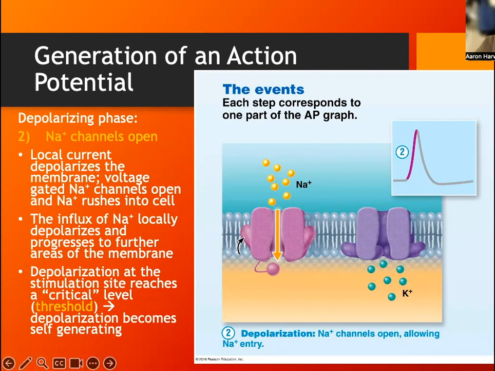Additionally, as that depolarization becomes self-generating, it will keep strengthening its own signal and keep further depolarizing. This is a very good example of a positive feedback loop within our body. So basically, once you reach that critical level, you start depolarizing further in other areas, which causes further depolarization, graded potentials, and it keeps building on itself in a positive feedback loop until you see depolarization of the whole cell and the release of an action potential.